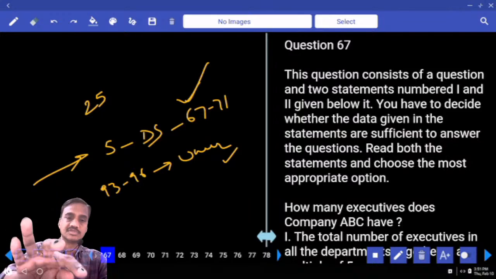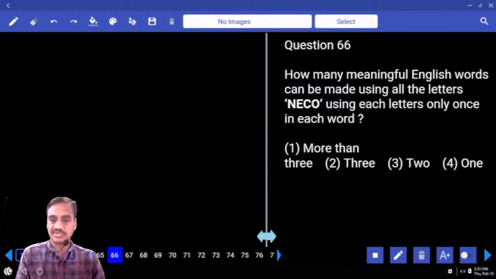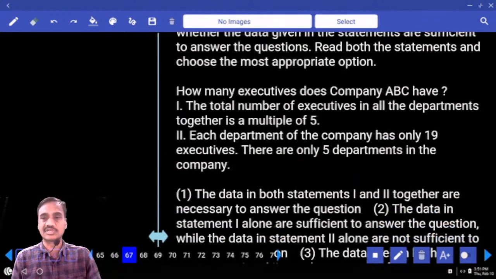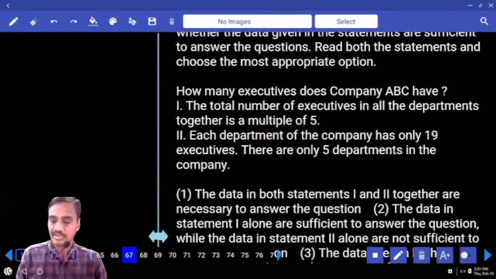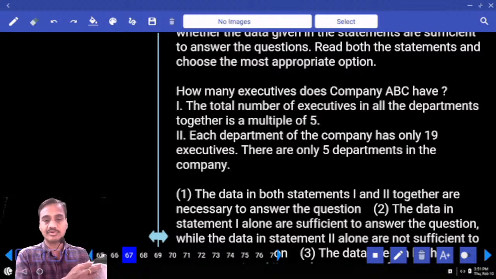Directly go to 67. What happens in 67, tell me. Now in this 67, how many executives does company ABC have? Now we need to find out the total number of executives this company has. According to the first statement, the total number of executives in all the departments together is a multiple of 500.